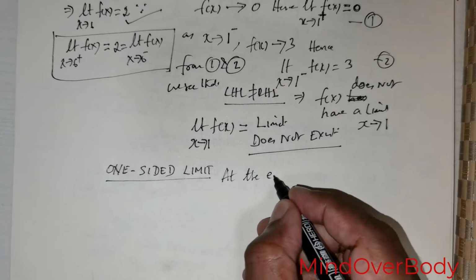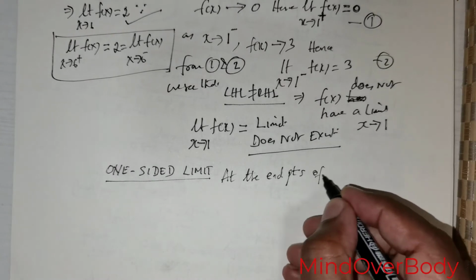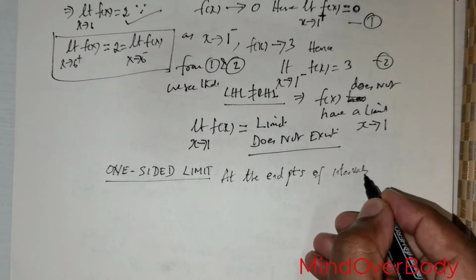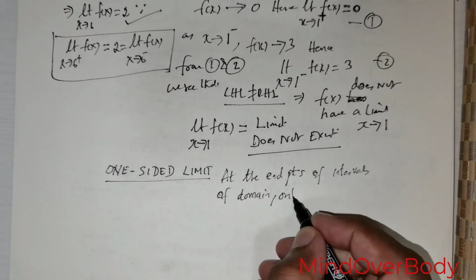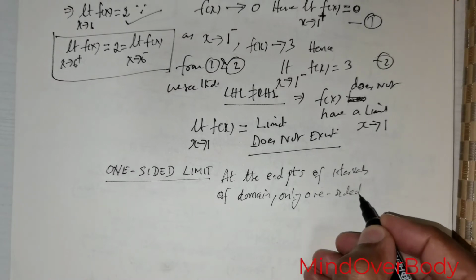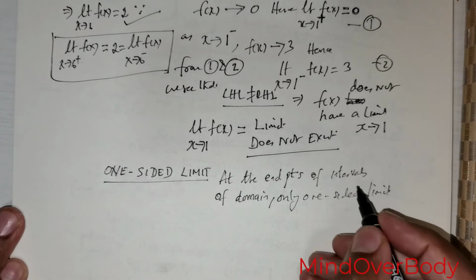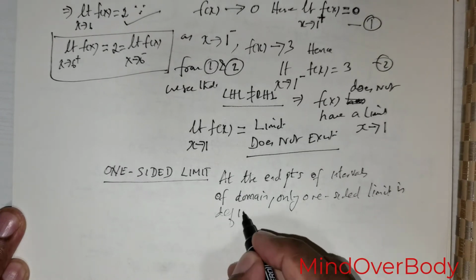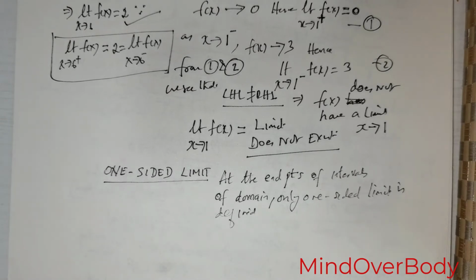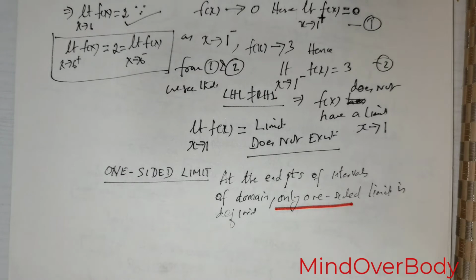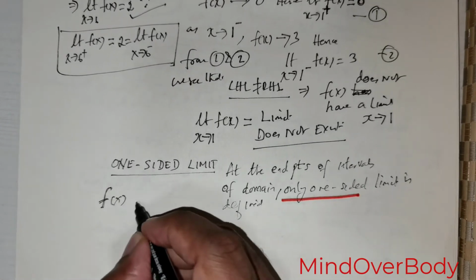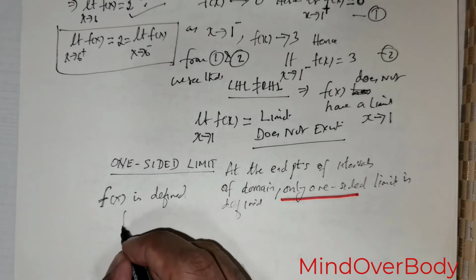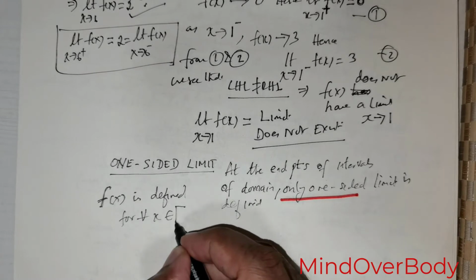Now at the end points of an interval of domain, only one-sided limit is defined. So let me just give you this illustration. Now let us take, for example, f of x is defined for every x element of a comma b.